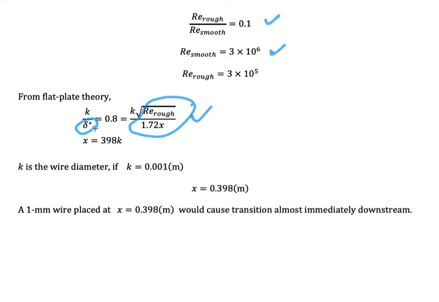Okay, so now the value of X is 398K, and if K is 1 millimeter, which is 0.001 meter, the value of X is 0.398 meters. So a 1 millimeter wire placed at X equals 0.398 meter would cause transition almost immediately downstream. This is the idea to estimate the earliest place of the wire which could change the flow from laminar to turbulent.